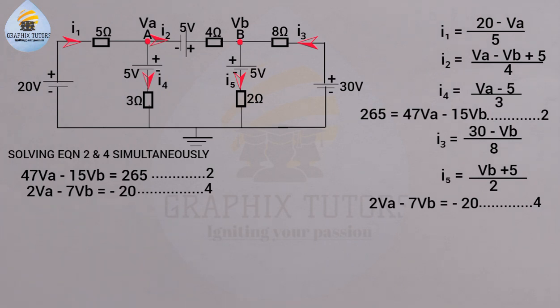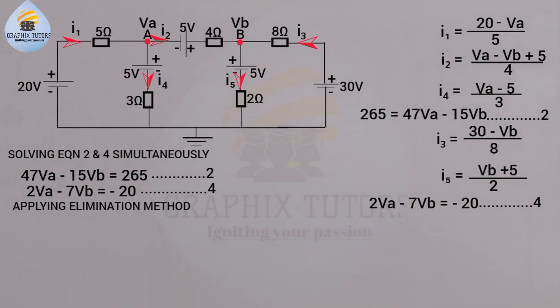And for the benefit of the viewers, I'll be making use of my elimination method. Since I realize the coefficient of VA is not the same, I'm going to multiply both equations by their coefficients. How do I mean? I'll multiply equation 2 by the coefficient of VA in equation 4, and I'll multiply equation 4 by the coefficient of VA in equation 2. Is that okay now?